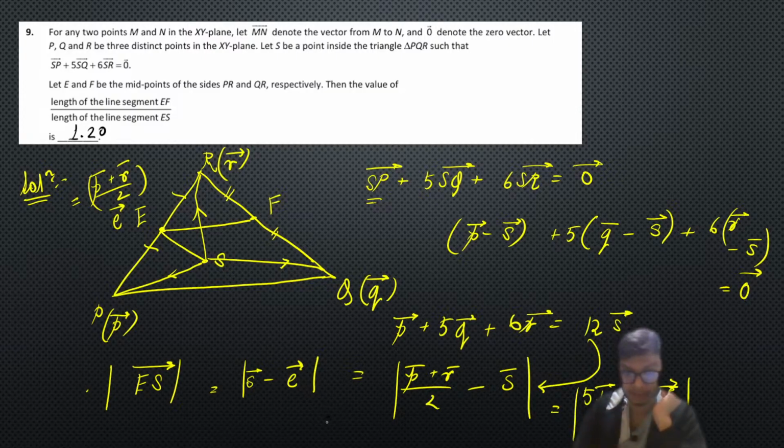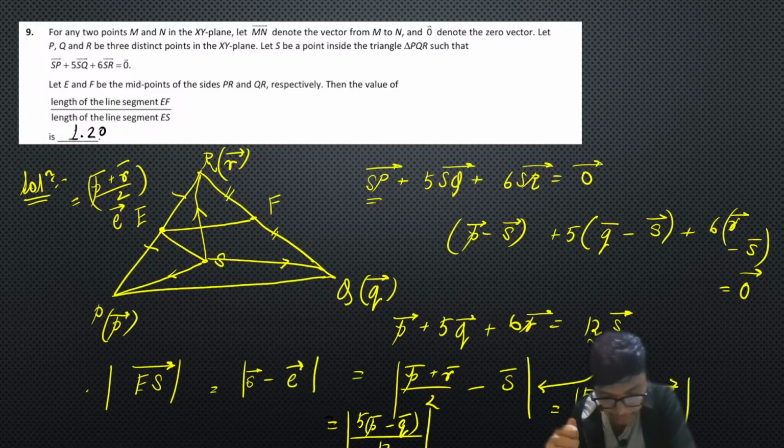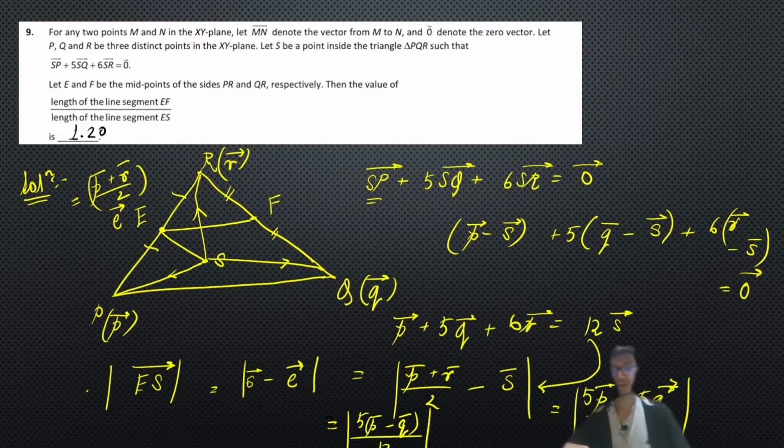Okay, I can understand this part is not visible, so let me write it down. If you do this algebra and put the s vector over here, it's going to come out as 5 times (p vector minus q vector) divided by 12, and mod of it. So that's what is written over there. Yes, that's actually nice. Yes, correct, that is nice.